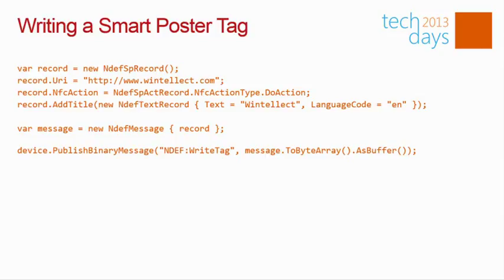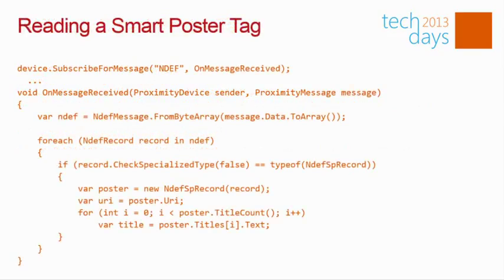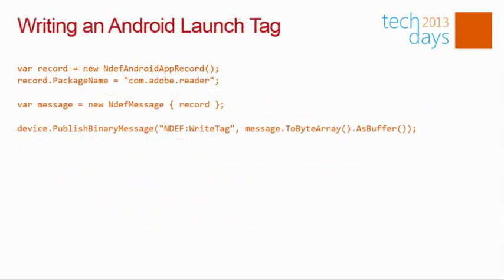But this in-depth library for proximity APIs contains a type called in-depth SP record. SP stands for smart poster, which makes it very easy to write smart posters out to NFC tags or to read smart posters. And here's another use for this.